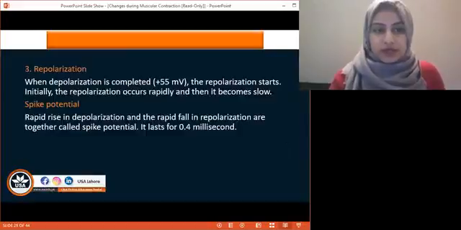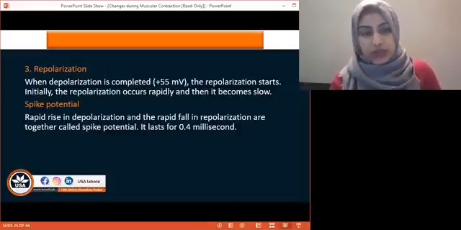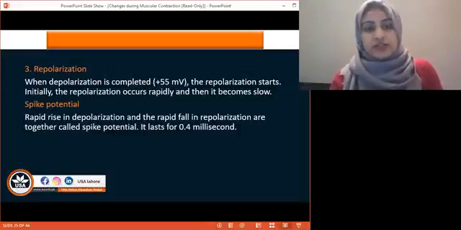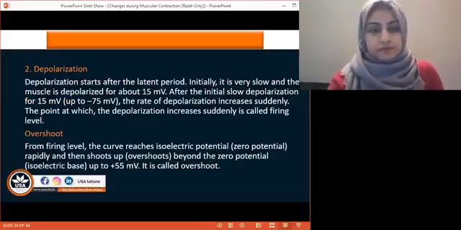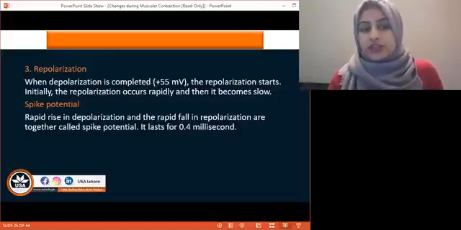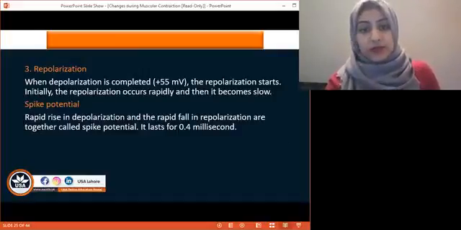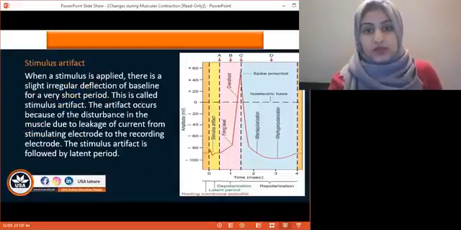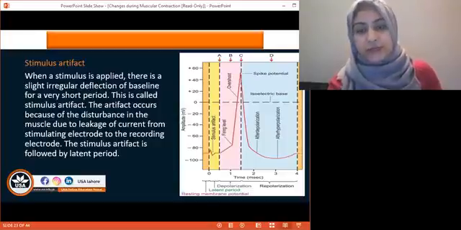So now what is repolarization? When depolarization is completed at plus 55 millivolts, the repolarization starts. Initially, the repolarization occurs rapidly and then it becomes slow. So what is spike potential? Spike potential is the rapid rise in depolarization and rapid fall in repolarization, and together this is known as spike potential. And this phase lasts for 0.4 millisecond. So you can appreciate in this curve that this rapid rise and rapid fall altogether of depolarization and repolarization is known as spike potential.